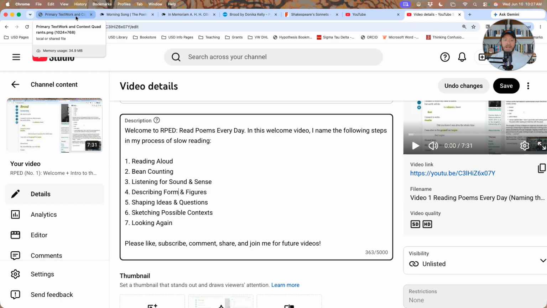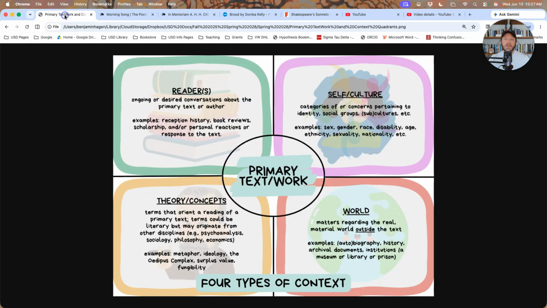So sketching possible contexts. I think in my previous video on ideas and questions, I accidentally used the verb sketch, but there I think I like the idea of shaping ideas and questions a little better. And sketching, which is much more of a provisional, exploratory activity, I think makes much more sense when thinking about contexts.